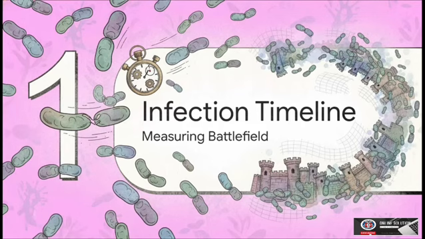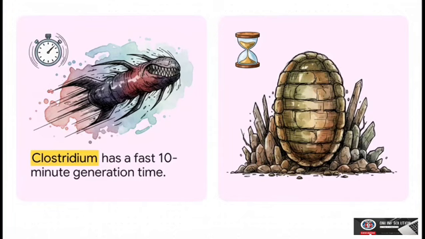All right, let's kick things off with Section 1, the infection timeline, and look at how we actually measure this microscopic battlefield. To really understand this battlefield, we have to look at generation time. That's simply the sheer speed of bacterial division. This baseline metric dictates the entire tempo of an infection, and it brilliantly illustrates the clinical stakes.